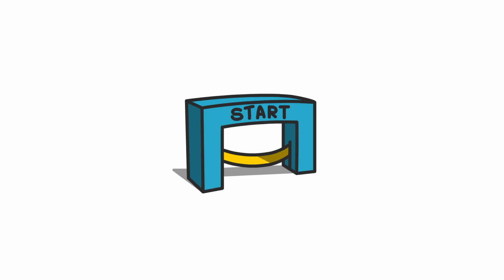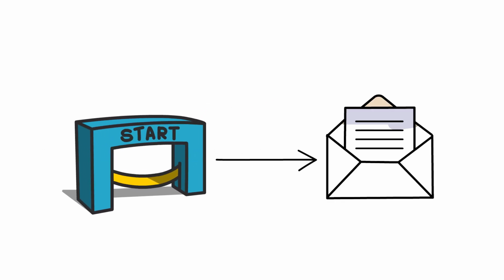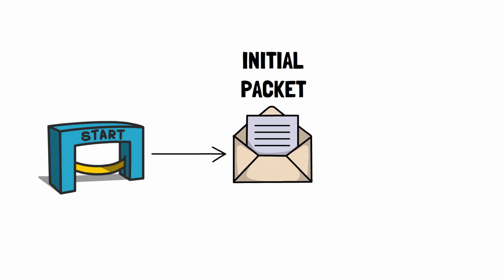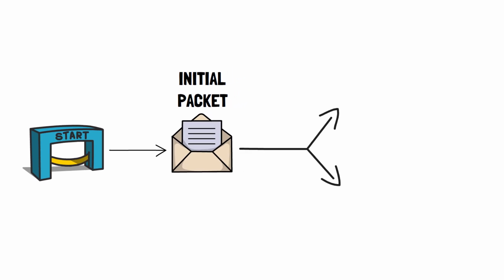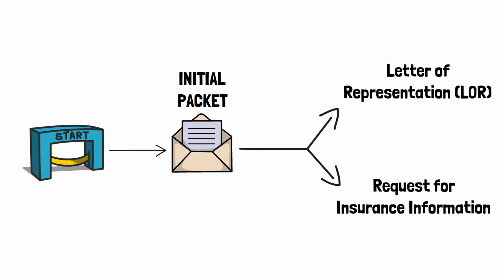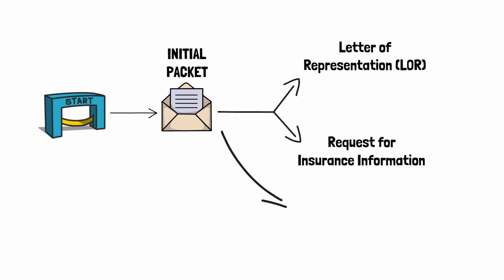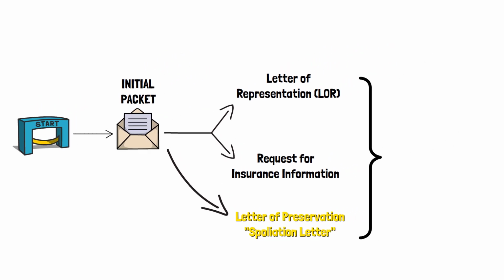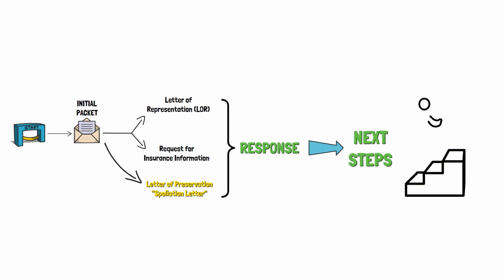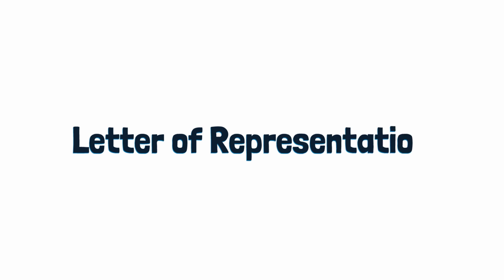At the beginning of a case, we need to send out an initial set of documents to inform the other side that you are represented by counsel. Typically, we will send out two main types of documents: a letter of representation and a request for insurance information. In some cases, we may also send out a letter of preservation, which we sometimes call a spoliation letter. Once we receive an acknowledgement of the notice and the insurance information, we can move on to the next steps in the process. Now, let's talk about the letter of representation.